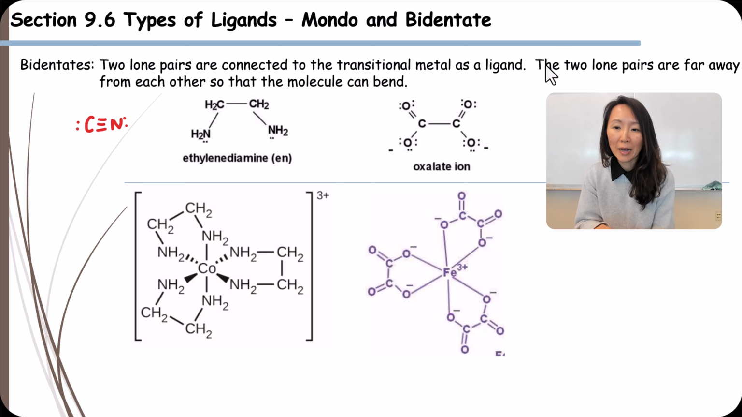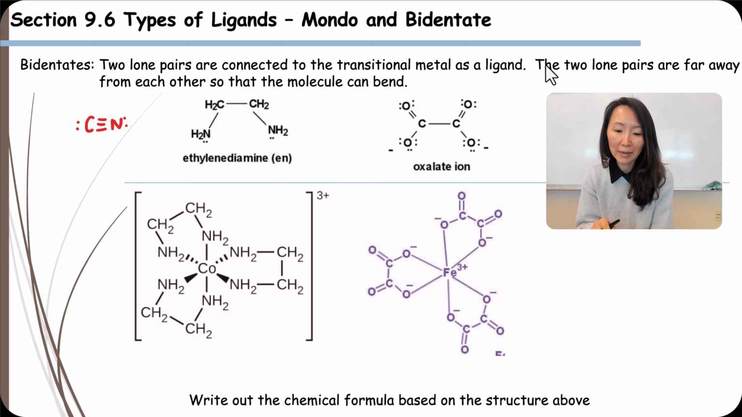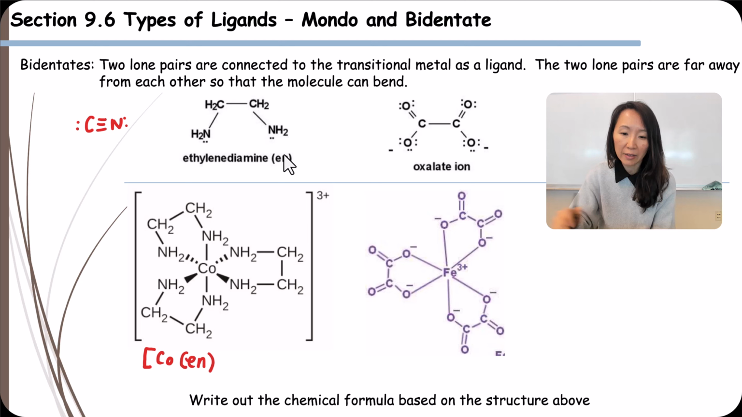So let's do some problems here. Write out the chemical formula based on the structure above. So something like this. Again, it will have a bracket with the cobalt transition metal in the middle, written first, and then you have ethylene diamine. Since it's abbreviated EN, it's rather easy. So you're going to put parentheses EN, and how many ethylene diamines are there? There are 1, 2, 3. So you're going to put subscript 3 and a charge of +3 right here.